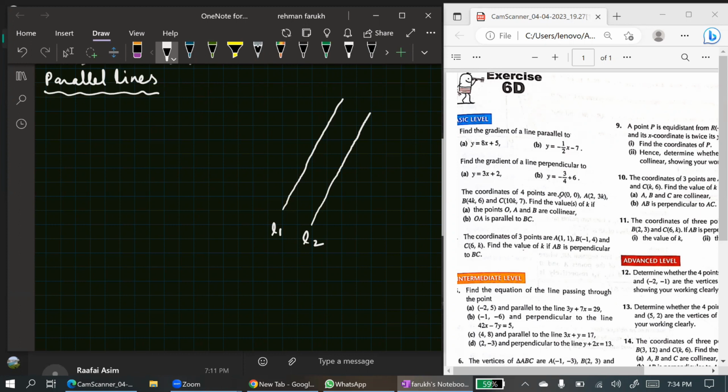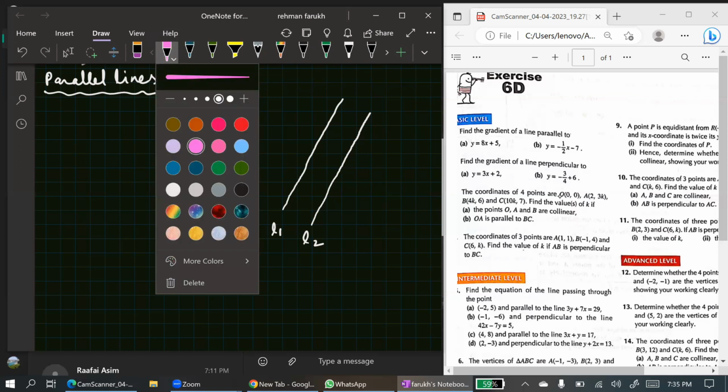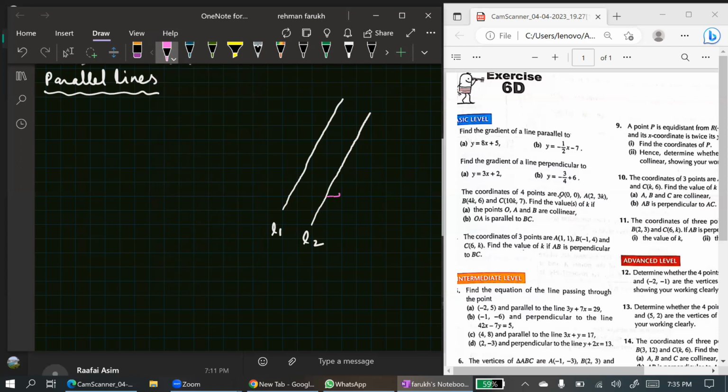We can also find out the gradient with the help of rise over run by drawing a triangle. Rise is 2, run is 1. So M is equal to 2 over 1 or 2. Now in the line L1, again rise is 2, run is 1, and M is equal to rise over run, 2.